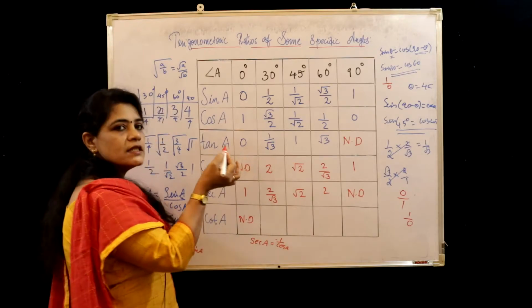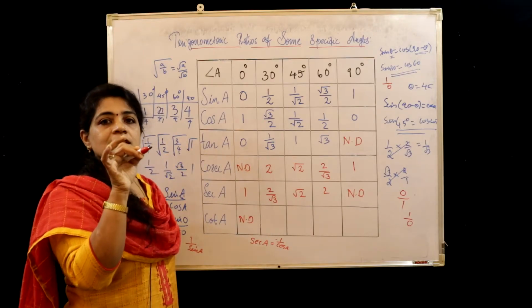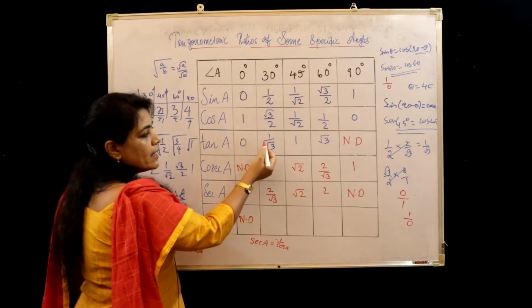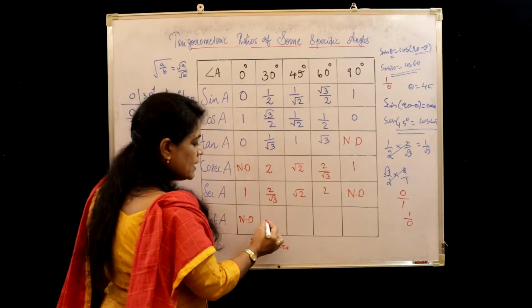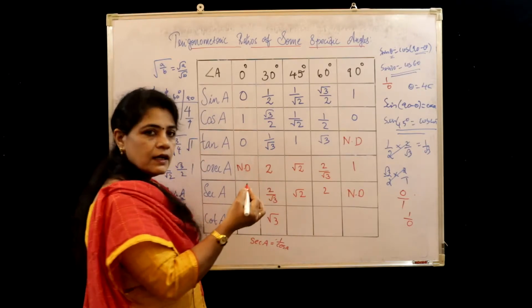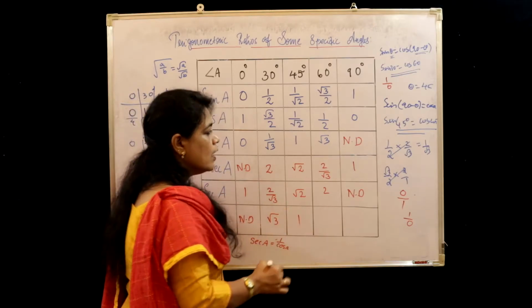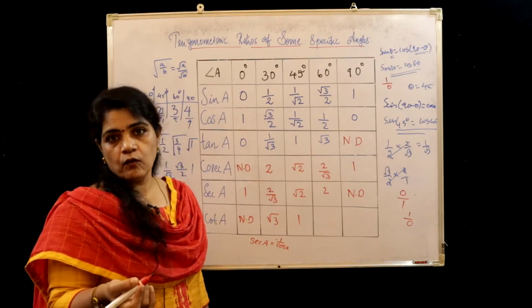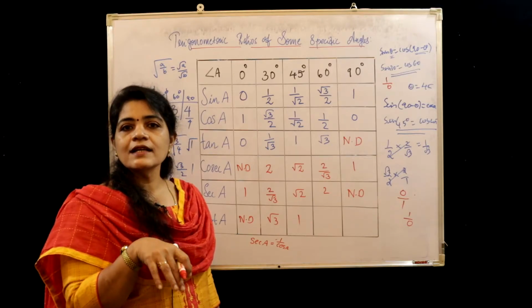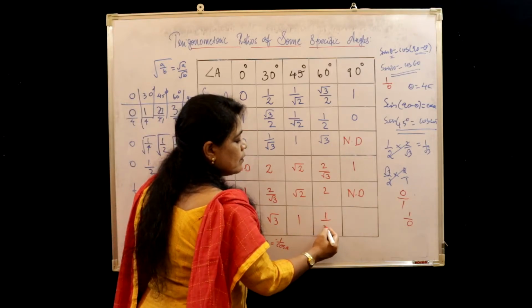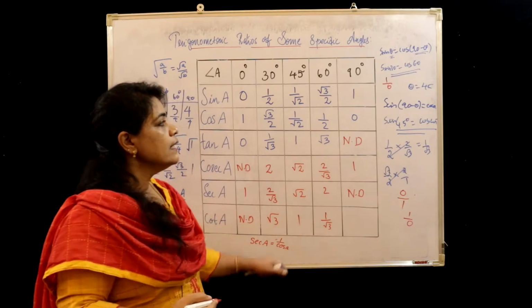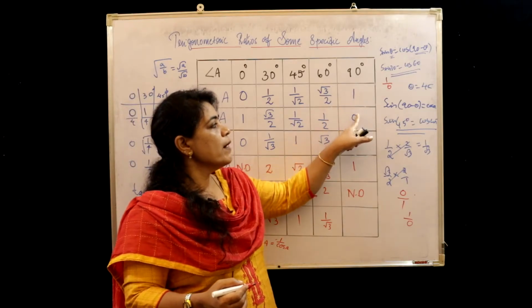Why? Because 0 is 0 by 1 and its reciprocal is 1 by 0. That is why. And tan 30 is 1 by root 3, its reciprocal is root 3. Tan 45 is 1, its reciprocal is 1 itself. And tan 60 is root 3, which is root 3 by 1 actually, and its reciprocal is 1 by root 3.